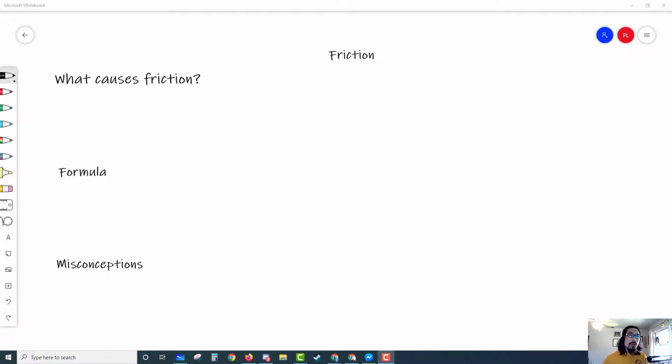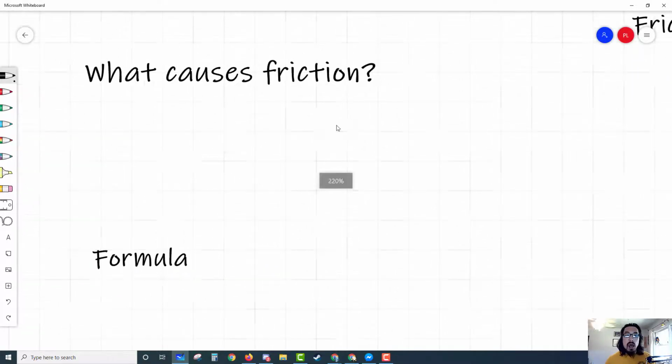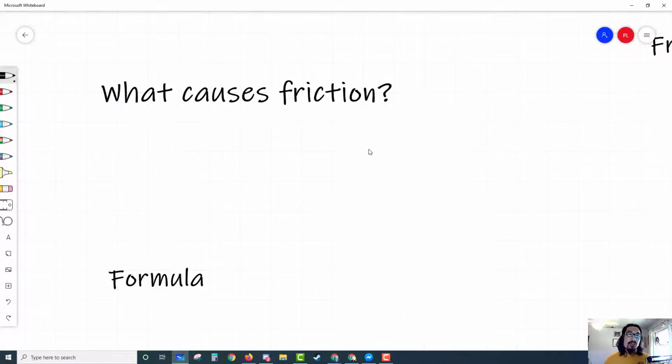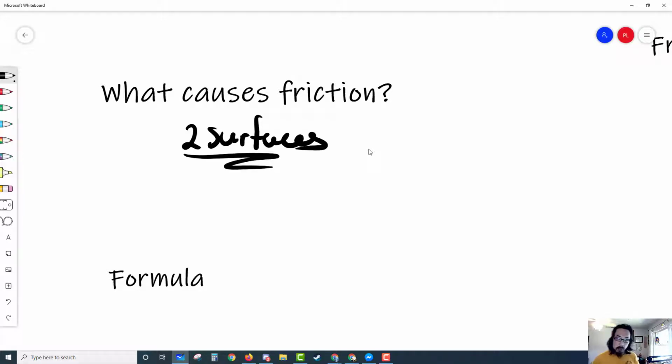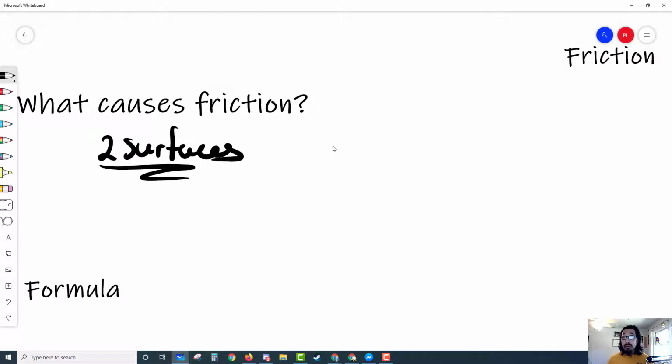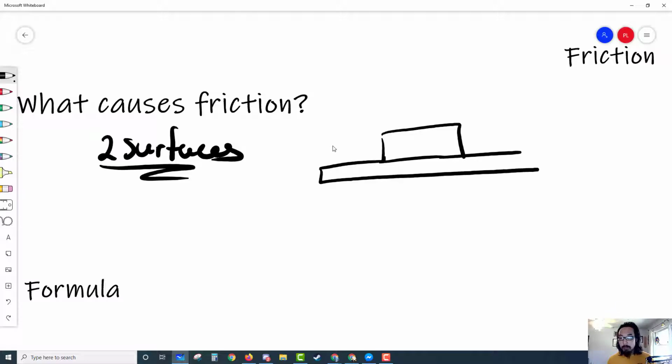So, what causes friction? Let's zoom in on this. The first thing that we need to know is that there are always going to be two surfaces. You need two surfaces for friction to exist. Let's say we have a textbook, and that textbook is on top of a desk. So I have a textbook right there and a desk right below it.